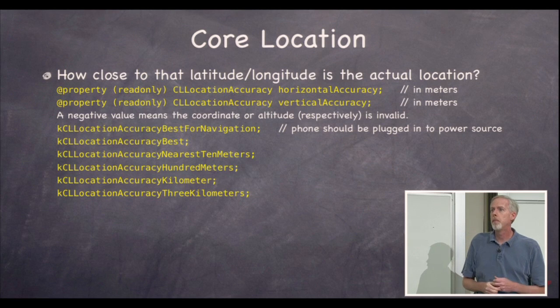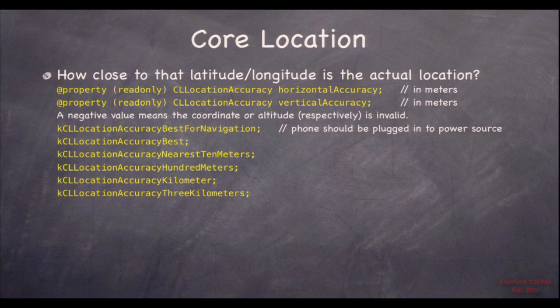Question: why do they distinguish between horizontal and vertical accuracy? Wouldn't those always be the same? The question is, why do they distinguish between horizontal accuracy and vertical accuracy? No, they wouldn't always be the same, because certain location measuring devices can't tell altitude. They can only tell horizontal. Vertical is 3D. GPS could do vertical, but some of the other ones can't, and you'll see that in a moment.